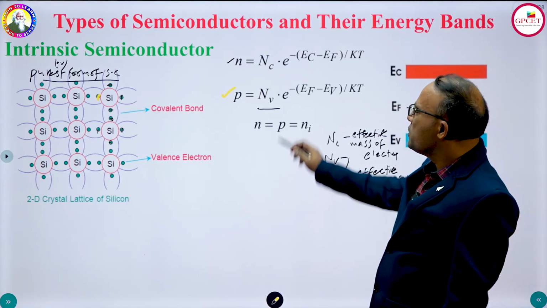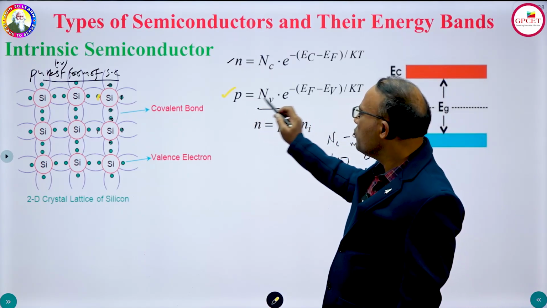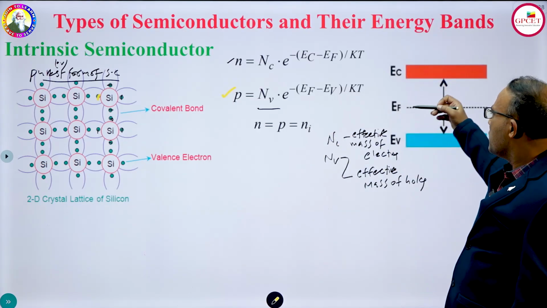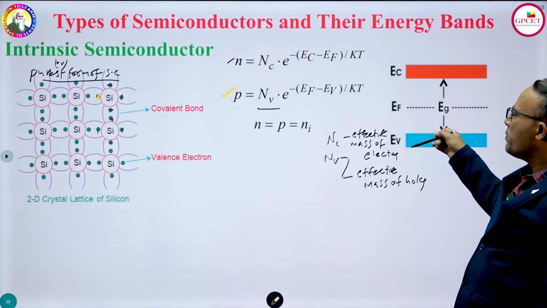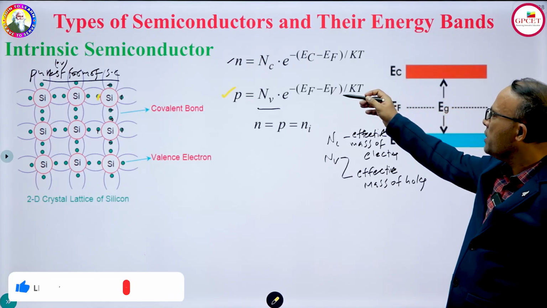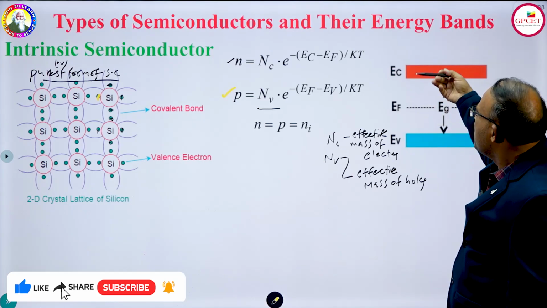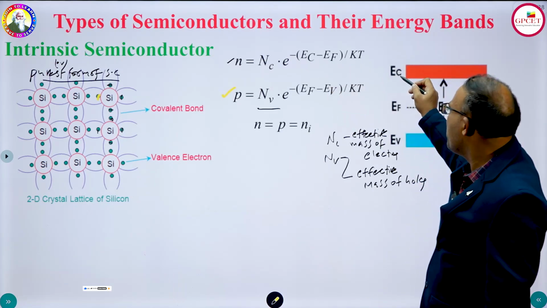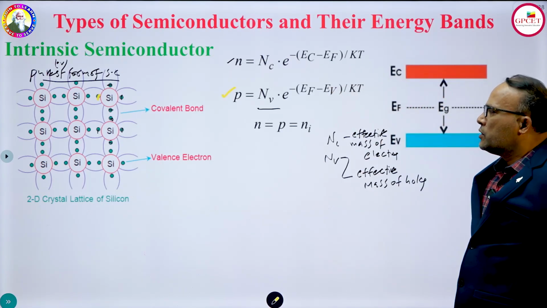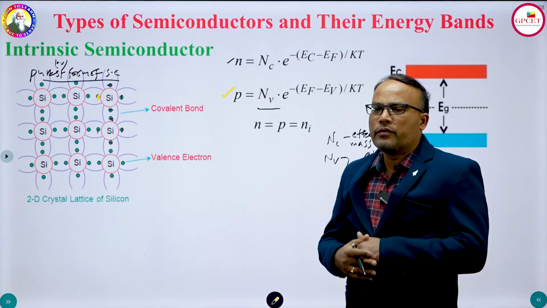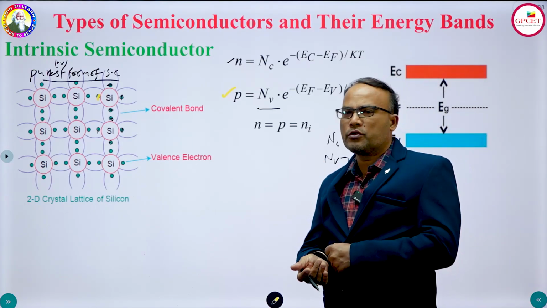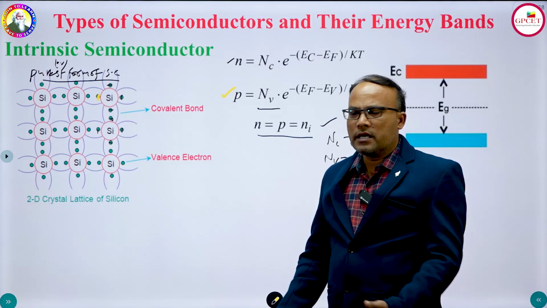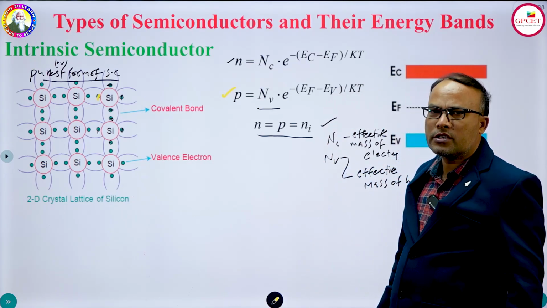So we have the formula P, which is the concentration of holes, equal to Nv into e power minus of Ef minus Ev divided by kT. It is the holes which lie below the Fermi level, so that's why it is written as Ef minus Ev divided by kT. And electrons lie above the Fermi energy level as they jump from the valence band to the conduction band, so it is written as Ec minus Ef divided by kT. In an intrinsic semiconductor, the concentration of electrons is equal to the concentration of holes. So N is equal to P is equal to Ni, called the intrinsic concentration, and its units are per centimeter cube or per meter cube.